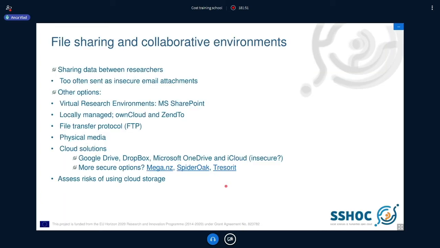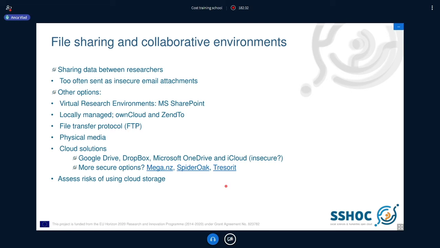Okay, thinking about file sharing and collaborative environments, especially if you have colleagues in multiple countries, for example. We often share our files with our research partners, and doing this over email is not considered best practice. There are other options, as I'm sure you're aware. There are virtual research environments available, or locally managed, such as OwnCloud or Zentu. Or physical media can be sent encrypted through the post. There are cloud solutions such as Google Drive or Dropbox. However, we have to be very cautious about security concerns here, especially if we're handling personal data.